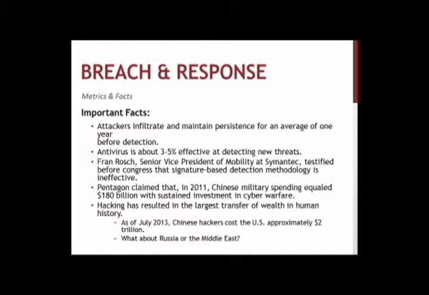China isn't the only place of cyber threats. There's a lot more that goes on. You have Russia, you have the Middle East. There's all kinds of places that are after your IP.